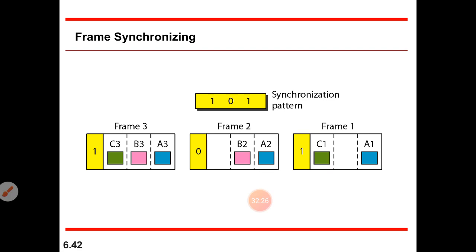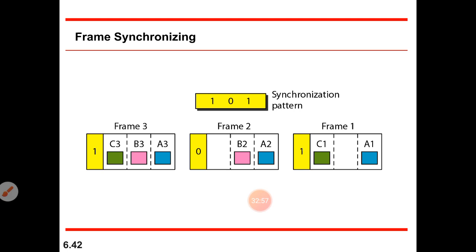Next is frame synchronization. Here we need to perform synchronization at the frame level. What does synchronization at the frame level mean? If you are sending frames and there is no distinction between them, some of the bits from frame 2 will be received into frame 3, because there is no distinction between the frames. So the frames will overlap.